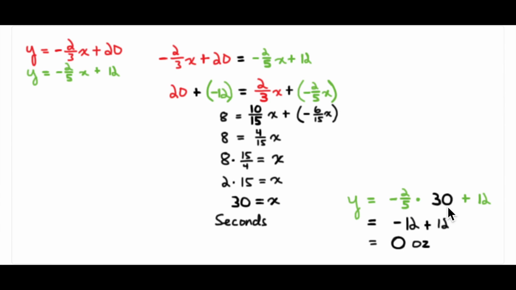Plug that 30 seconds in. So 2/5 of 30 has to equal 12. In this case, a -2/5 is going to be equal to a -12. Well, 30 divided by 5 is 6. That's 1/5. And 2 of those 6's is 2/5. It's a -12 plus a +12 is 0 ounces.